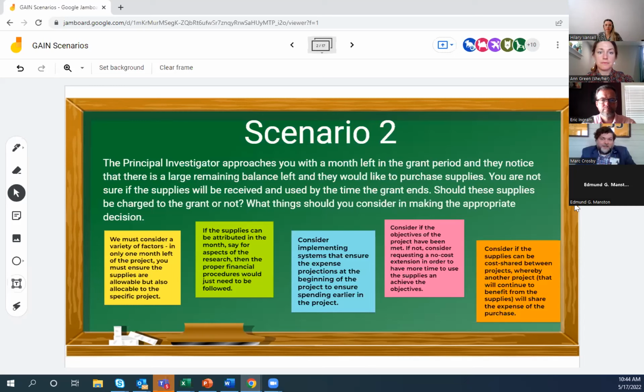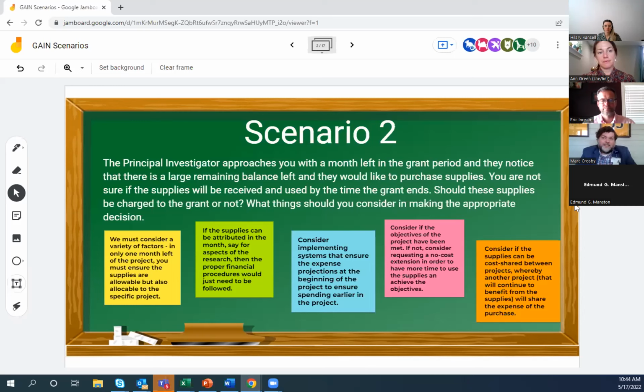That time element is something that, if any of us were auditors, we would want to review: charges at the very end of a project look suspicious, or at least a red flag would go off. Why are you buying things at the very end of the project? Is this project really going to benefit, or are these supplies going to be consumed or used by this particular project?